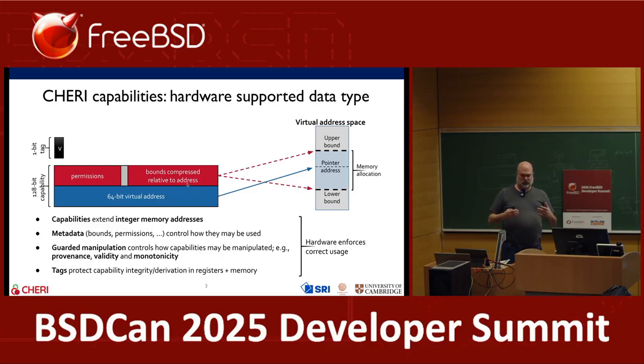Capabilities are protected with the tag. So if the tag's not valid, then you can't use the capability. And their validity is controlled via guarded manipulation, which is to say there are special instructions for doing things like reducing bounds, setting the address, et cetera. And if you don't follow the rules, so you try to increase the bounds, you lose your tag. Likewise, if you store a bunch of characters on top of the capability, that's not a capability store, so the tag goes away. Now you don't have a valid pointer that you can use.